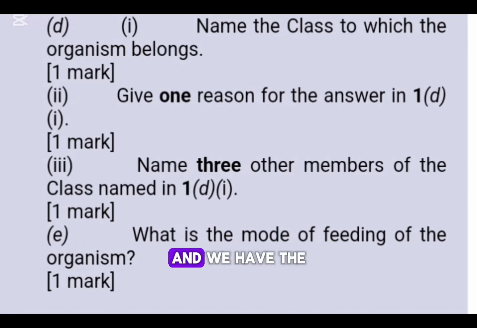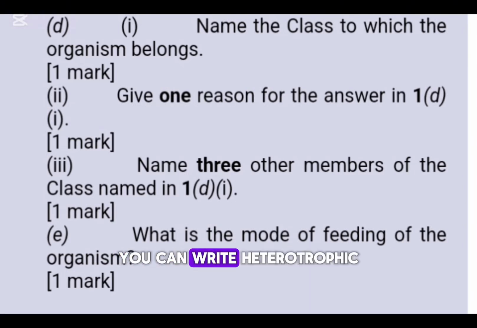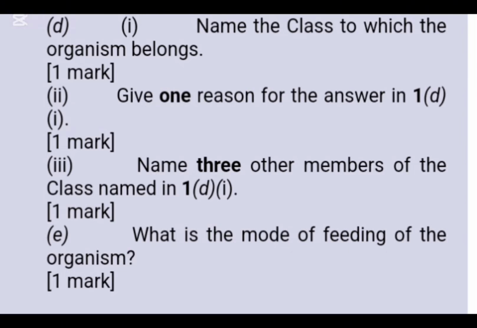Okay, and we have the last question to say, what is the mode of feeding of the organism? Okay, the mode of feeding of this organism is heterotrophic. You can write heterotrophic mode or carnivorous, but I would advise you write heterotrophic. I think that's specific enough. Heterotrophic mode of nutrition. That is the mode of feeding of this particular organism.